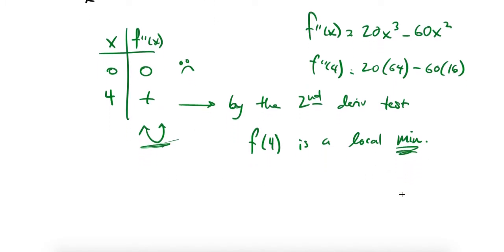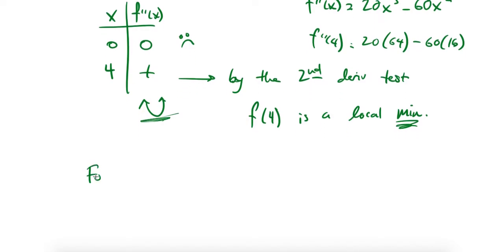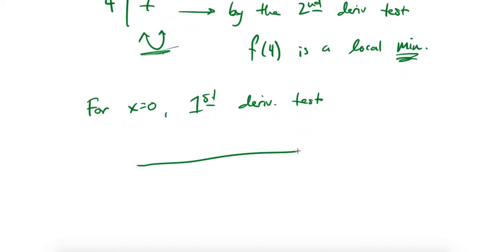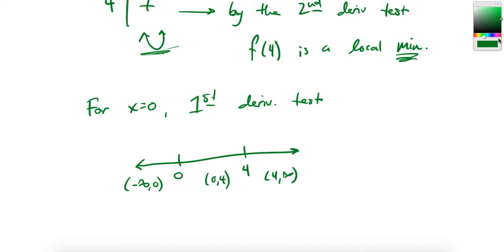Now, for 0, we're going to have to go back to the first derivative test. So this will just be a nice reminder about what that is. For the first derivative test, you might remember, you're going to make a number line, throw your critical numbers on the number line, and then choose some representatives. This divides up your interval from -infinity to 0, from 0 to 4, and from 4 to infinity. So my representative here maybe is -1, here maybe is +1, and over here maybe it's 5.